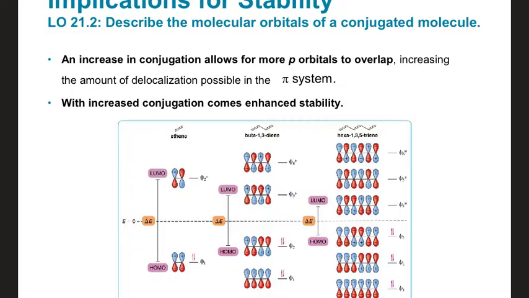An increase in conjugation allows for more p orbitals to overlap, increasing the amount of delocalization possible in the pi system. With increased conjugation comes enhanced stability. Not enhanced abilities, sounded almost like a superhero thing there, but enhanced stability. So as we see with ethene, if we, let me get some straight lines here. For ethene, the psi 2 star, the antibonding one, there you see the buta-1,3-diene is a little bit higher for the LUMO for these.